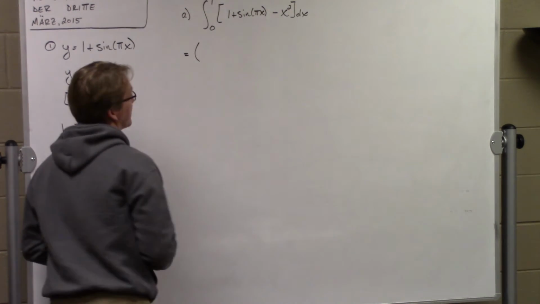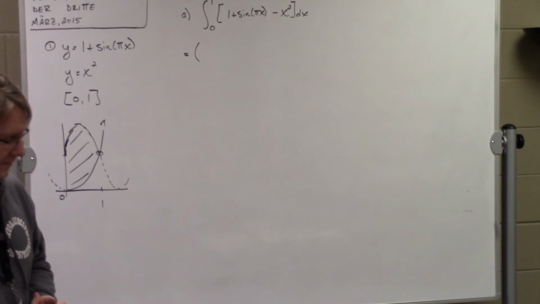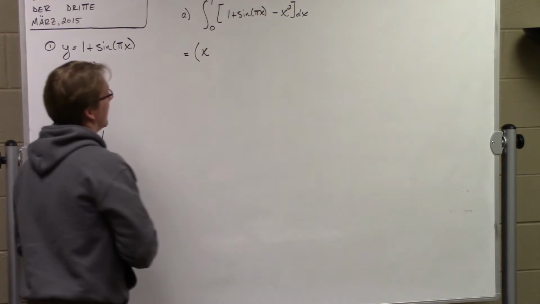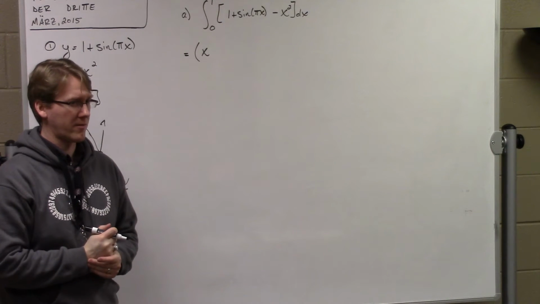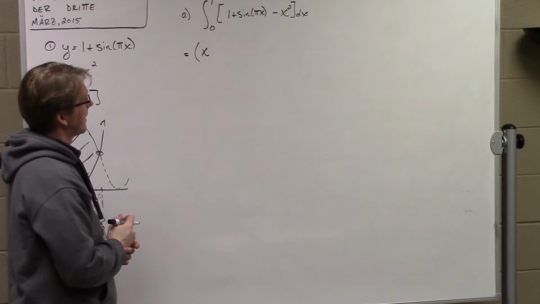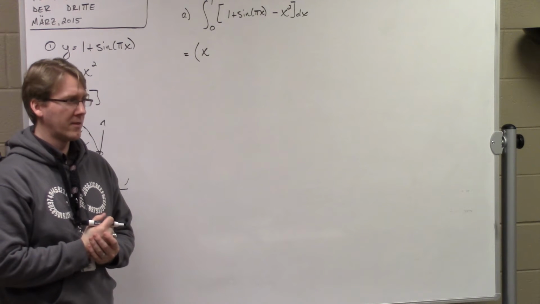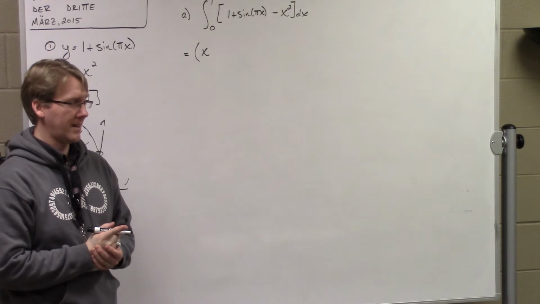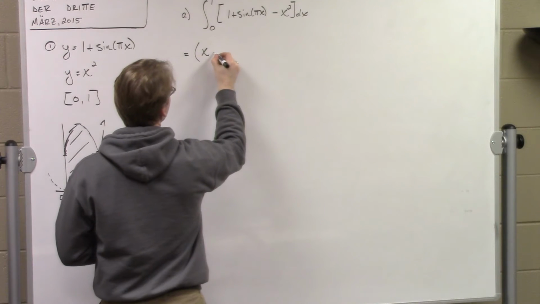This is the part I was most disappointed in. What's the antiderivative of 1? x. That's easy. I think only 2 people, maybe 3 out of both classes got this next part right. Sine of pi x. The antiderivative of sine is negative cosine, okay?